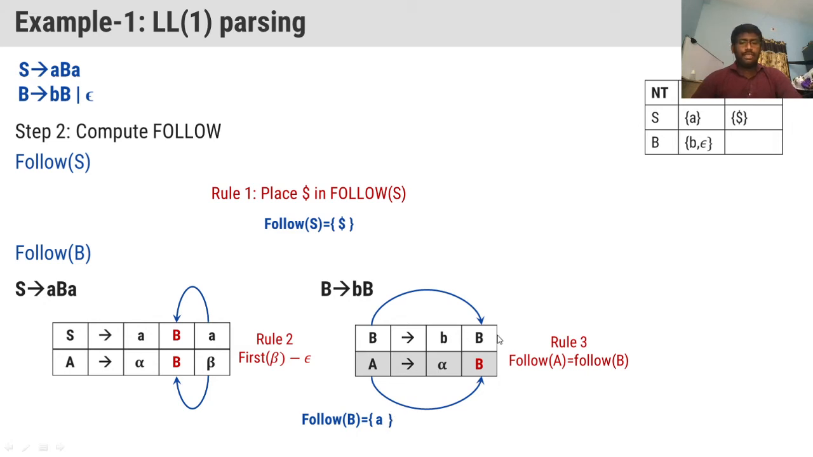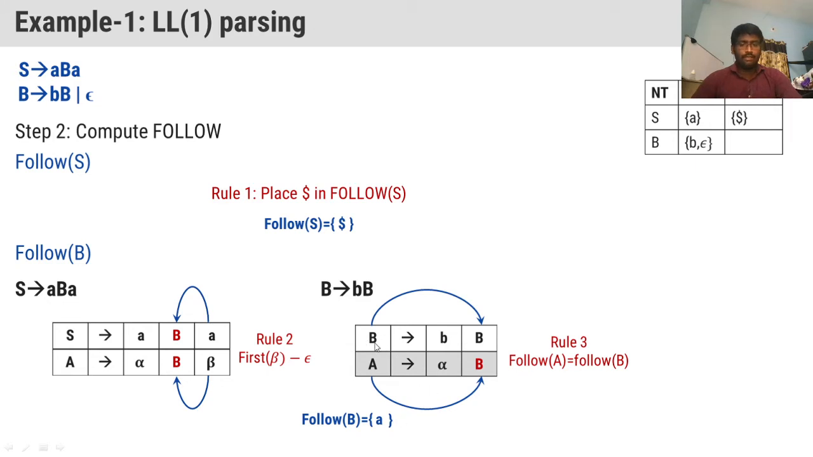So if the beta symbol is absent, follow of B equals follow of the starting symbol of that particular production. I am not talking about the starting symbol of the grammar. The starting symbol of the grammar is different; the starting symbol of the production is different. So if beta is absent, then follow of capital B equals follow of capital A. So follow of capital A, what is it? We have not found it yet.